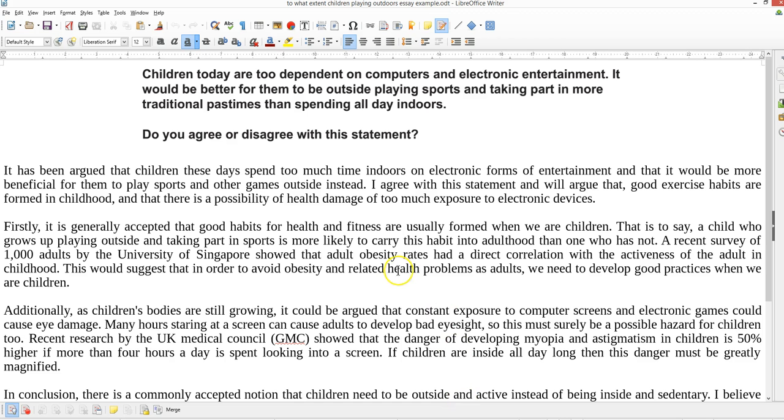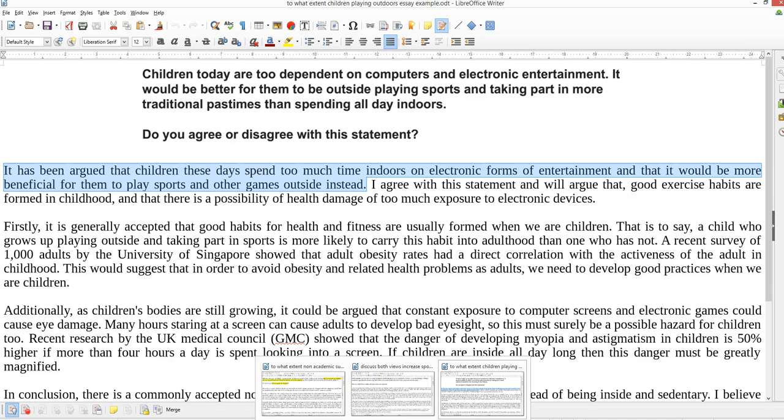I mean, here's an example here, right? Children today are too dependent on computers and electronic equipment. It would be better for them to be outside playing sports rather than spending all day indoors. It has been argued that children these days spend too much time indoors and that it would be more beneficial for them to play sports and other games outside instead. Now, there's nothing extra in this. There's no, in this decade, in these recent years, it is a phenomenon, a controversial issue. Examiners don't like it when you include those kind of generalizations.